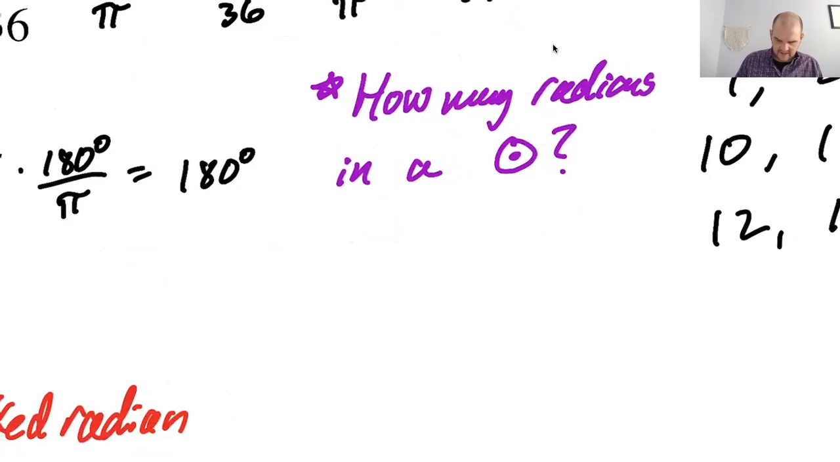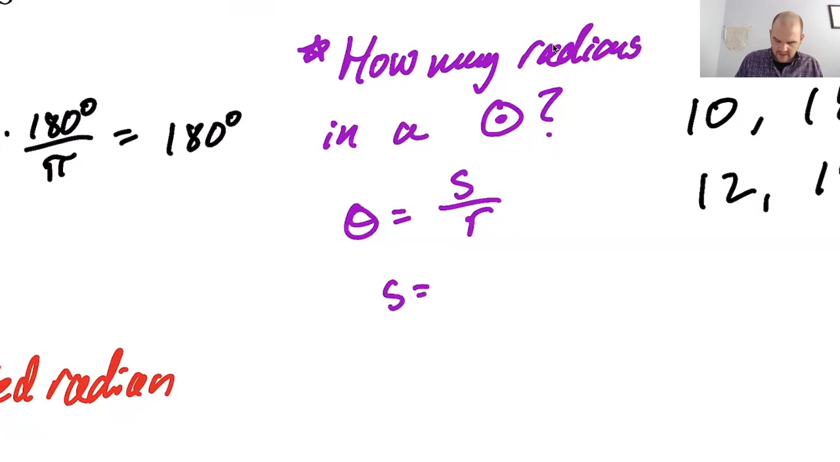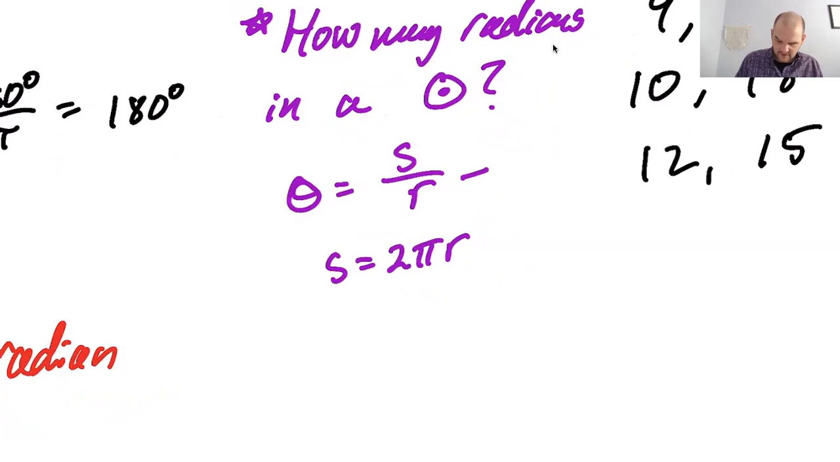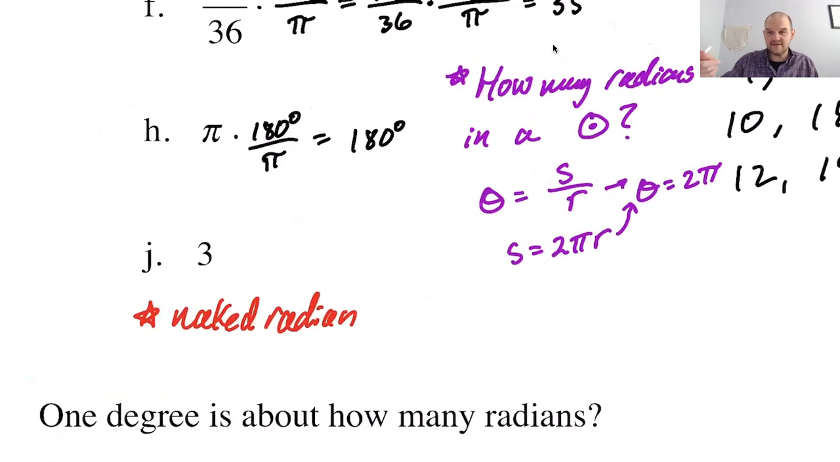All right, well, let's think it through, right? Theta is S over R, but for a full circle, S is going to be the circumference, which is 2 pi R. So if we combine both of these, we get theta is equal to 2 pi. There are 2 pi radians in a circle. That's a big moment for us, which means half of a circle, which is 180 degrees, would just be pi. A quarter of a circle, which is 90 degrees, would be 2 pi divided by 4, pi over 2. We can work out a lot of things if we know that there are 2 pi radians in a circle. 360 degrees, 2 pi radians.